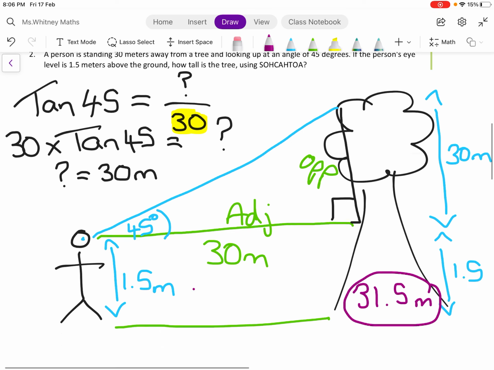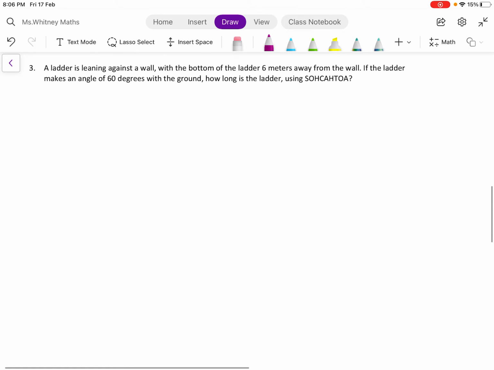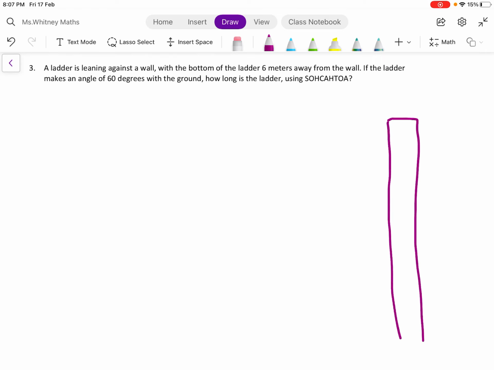Okay, moving on to question 3. A ladder is leaning against a wall with the bottom of the ladder 6 meters away from the wall. If the ladder makes an angle of 60 degrees with the ground, how long is the ladder using SOHCAHTOA? Okay, so we know we have a wall. So do a little sketch of your wall.